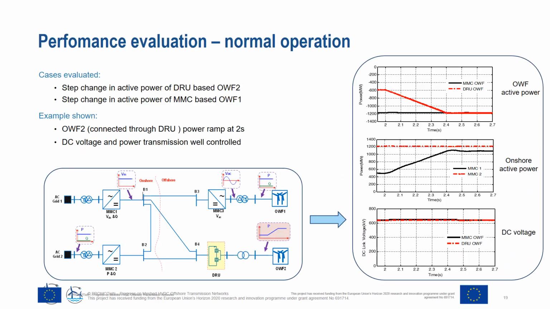Start with normal operation. So the wind power generation at the 2 wind farms are varied. For the example shown here, the power generation at the DRU connected offshore wind farm 2 varies at 2 seconds. So as you can see here, during the wind power variation, the DC voltage and the power generation and the transmission are well controlled.